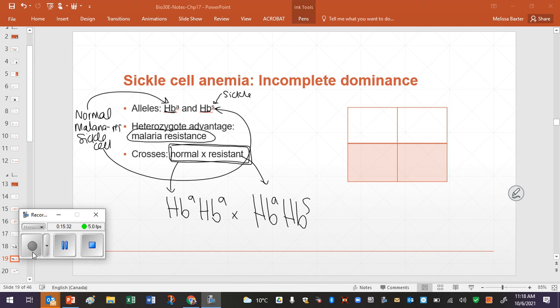The person who is normal, isn't malaria resistant, doesn't have sickle cell anemia, so they must be homozygous for the normal allele. So I wrote HbA HbA as their genotype. Remember that this is all one thing. We just need 3 letters to represent it because there are so many different human genes that we need to represent. The person who's malaria resistant would have 1 copy of the normal allele and 1 copy of the sickle cell allele.